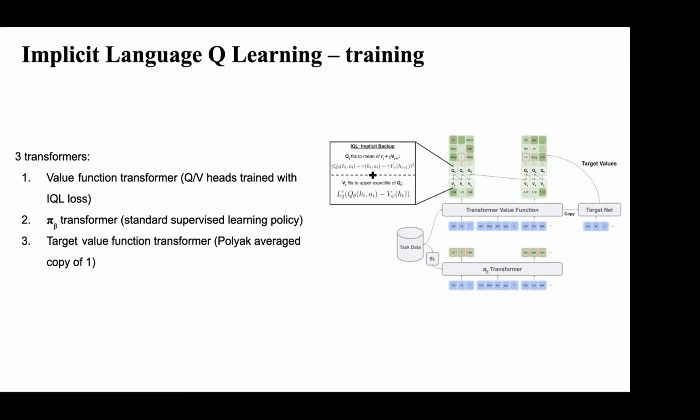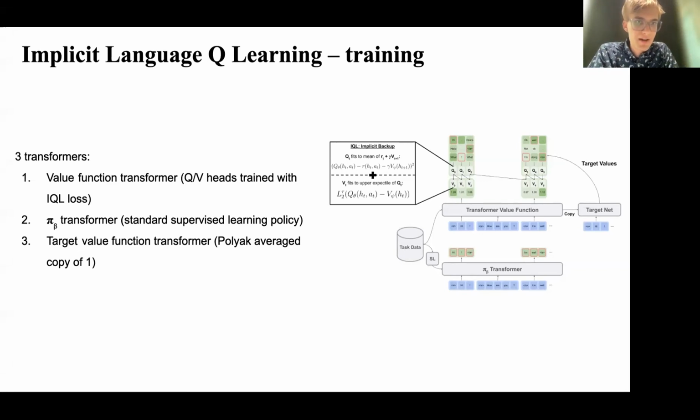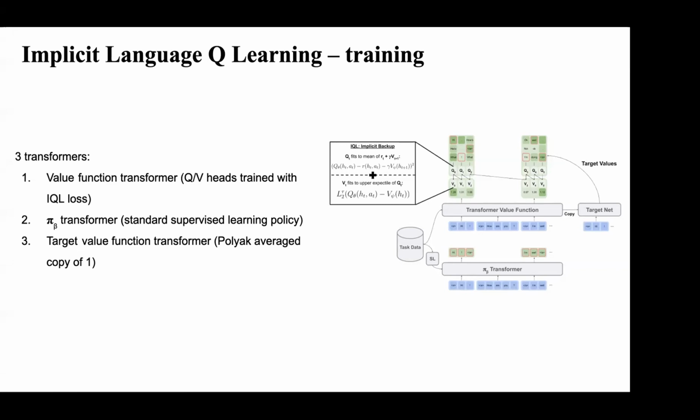Pi beta is just a fine-tuned language model? Yes. When we say pi beta, that's just a fine-tuned language model on the data set. Yep. It's an offline RL term.